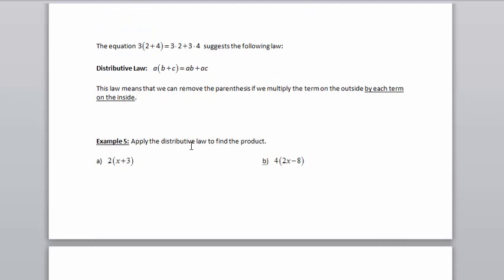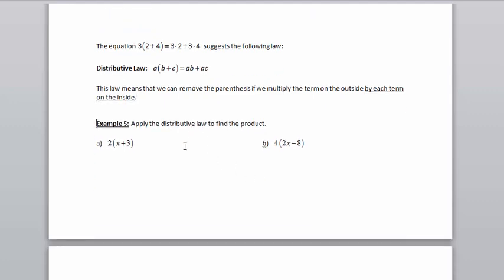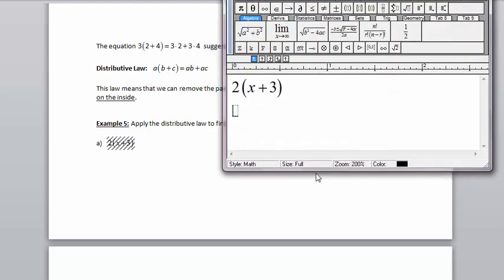All right, we're going to use the distributive law in the next example. If I have 2 times the quantity x plus 3, I'm going to multiply 2 times x and 2 times 3. Simplifying, we know what 2 times 3 is, so this will be 2x plus 6. Same thing in the next one. If I'm going to multiply 4 times the quantity 2x minus 8, I'll start with 4 times 2x is 8x, minus 4 times 8 is 32.